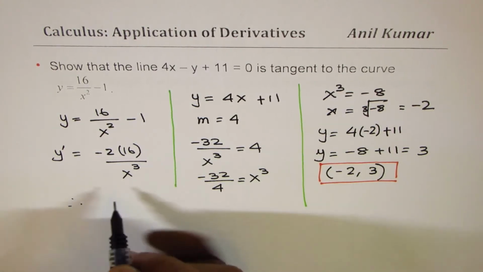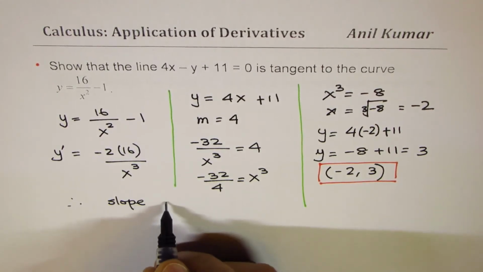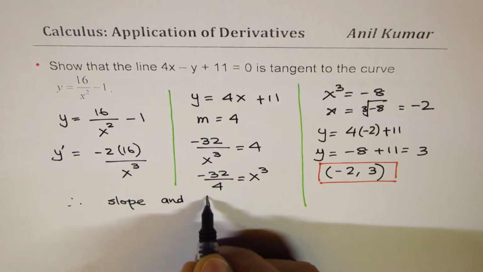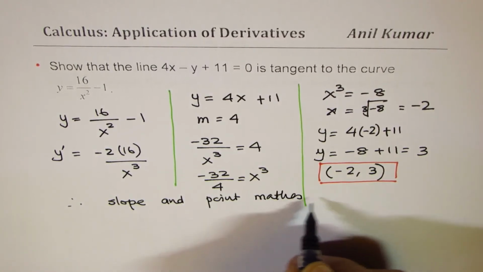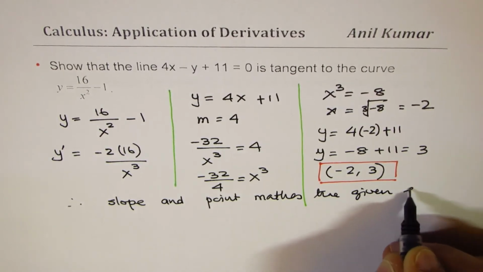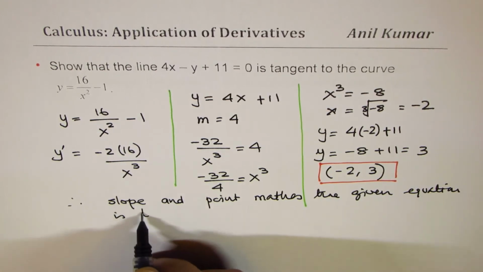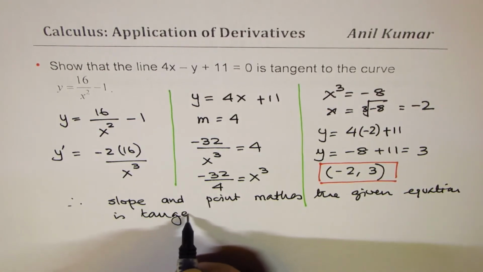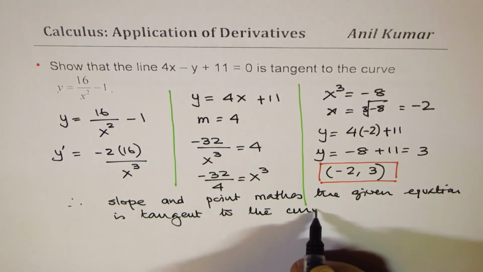So therefore, we can say that since slope and point match, the given equation is tangent to the curve. Is it okay?